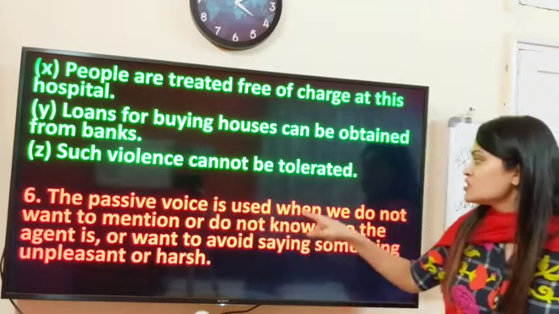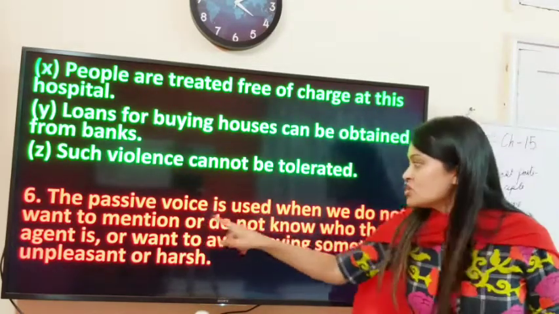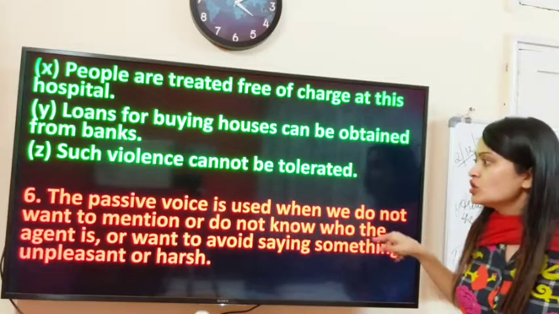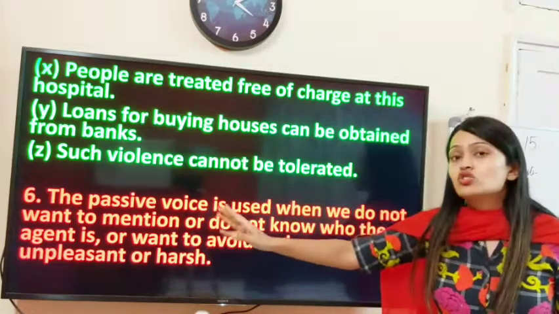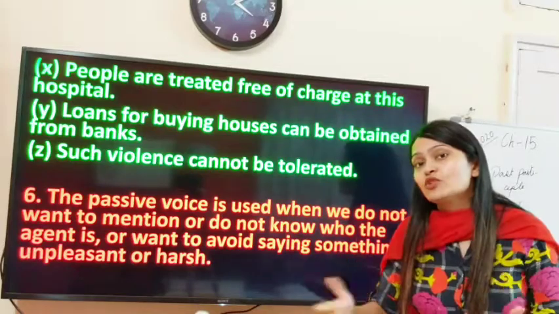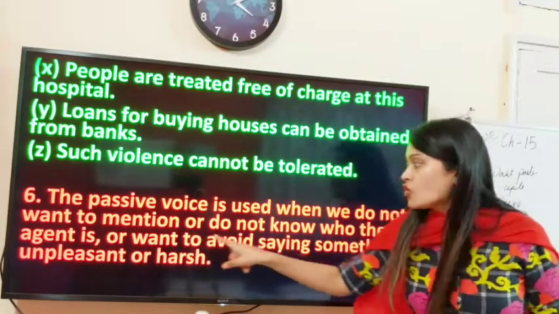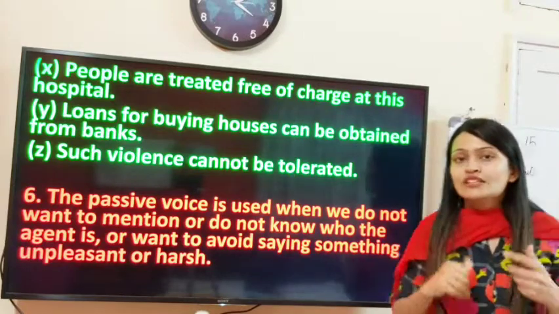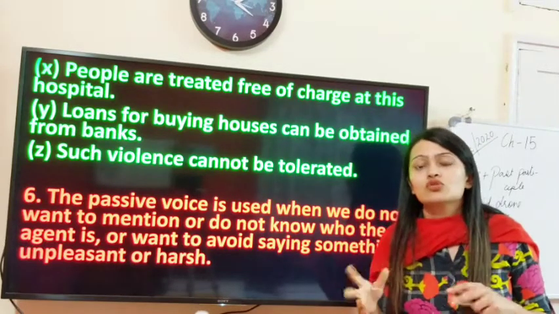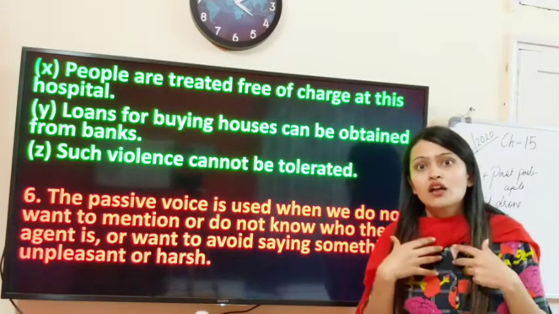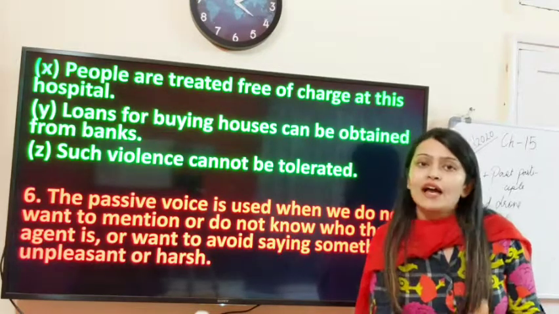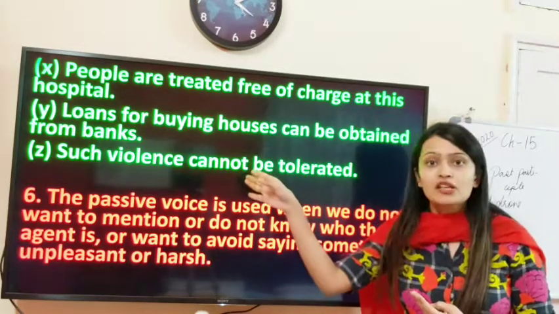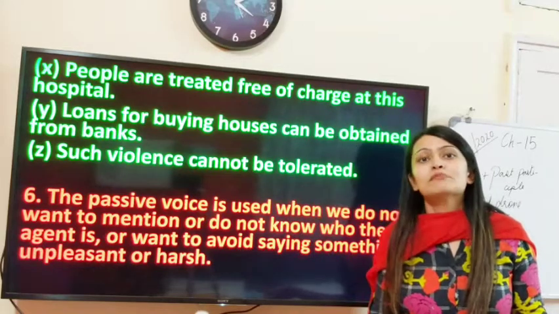Okay, the passive voice is used when we do not want to mention or do not know who the agent is. So this is also where the passive voice is used in such cases, or when we want to avoid saying something unpleasant or harsh. So in these examples, children, we've understood that, to our benefit, we can use active or passive voice. Over here, we didn't mention the doer, so we can use passive voice.